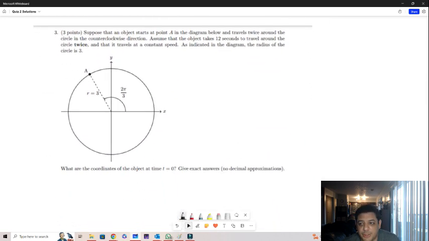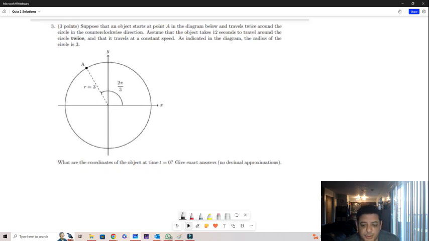Now, point 3. In point 3, you have a couple of questions, but only one of them is necessary, the other one is optional. So in number 3, we have that an object starts at the point A, and in this diagram, it travels twice around the circle in the counterclockwise direction, so it goes in this direction. Assume that the object takes 12 seconds to travel around the circle twice, and it travels at constant speed. The radius of the circle is 3.